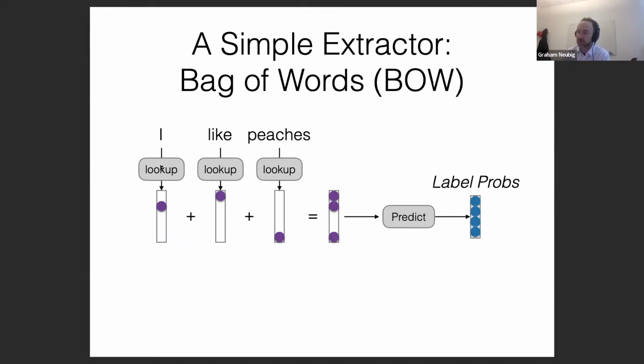Just to clarify, when I say bag of words, we have a one-hot vector, which means a single value in this vector is 1, and all of the other values are 0. So this is essentially a vector that represents the identity of the word and nothing else.